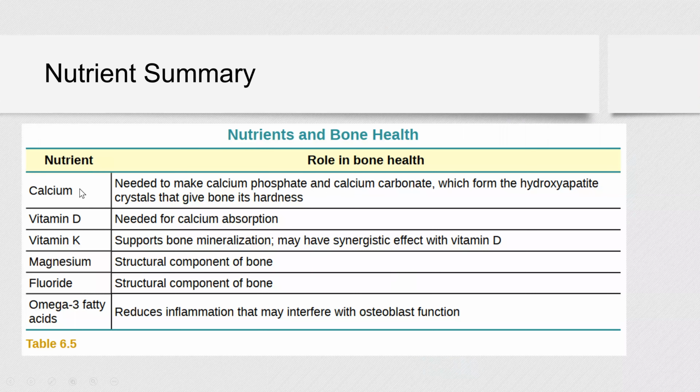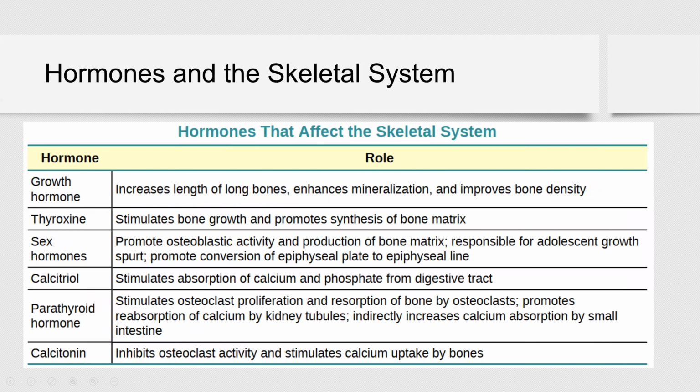So here's a summary of nutrients. You need calcium, vitamin D, vitamin K, magnesium, and fluoride, the structural component of a bone. Omega-3 fatty acid reduces inflammation that may interfere with osteoblast function. And remember, osteoblasts deposit a bone matrix. So you also require lots of hormones for your skeletal system to function properly.